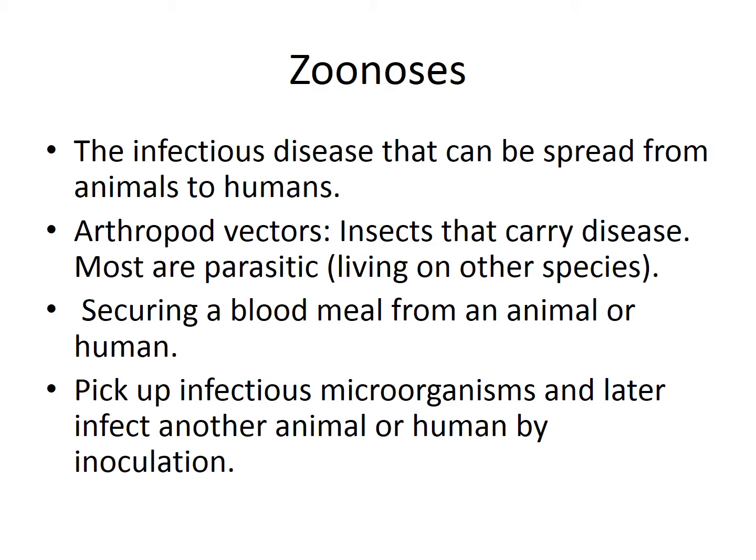To begin our PowerPoints, the first thing we're going to talk about is zoonosis. Zoonosis really is something that is spread from animals to humans. Most of our organisms are spread from one species to the same species, so animals to animals or humans to humans. However, there are particular organisms that can be spread from animals to humans. Not humans to animals, but animals to humans.